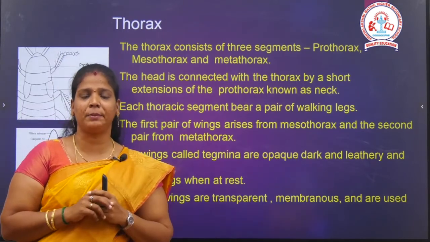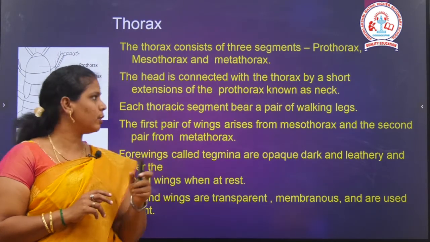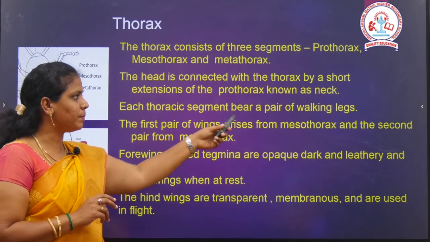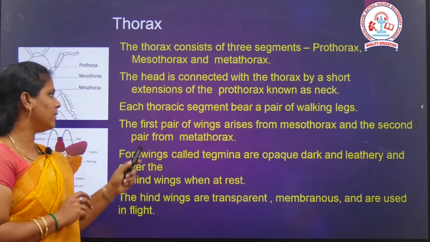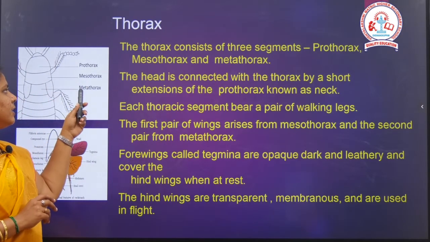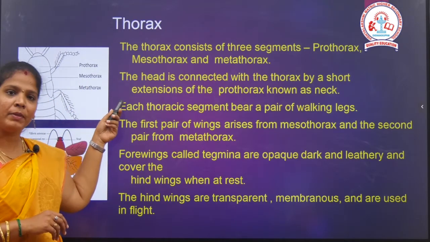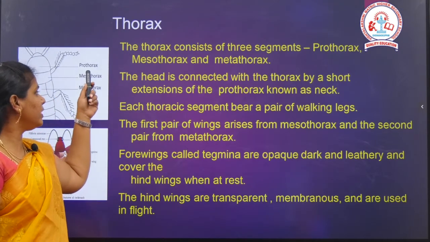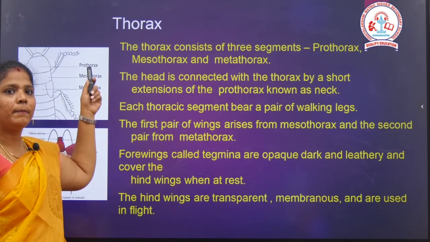Totally 6 legs can be seen in the cockroaches. In each thorax segment it has a pair of walking legs. The first pair of wings arises from the mesothorax, and the second pair arises from the metathorax. No wings arise from the prothorax.